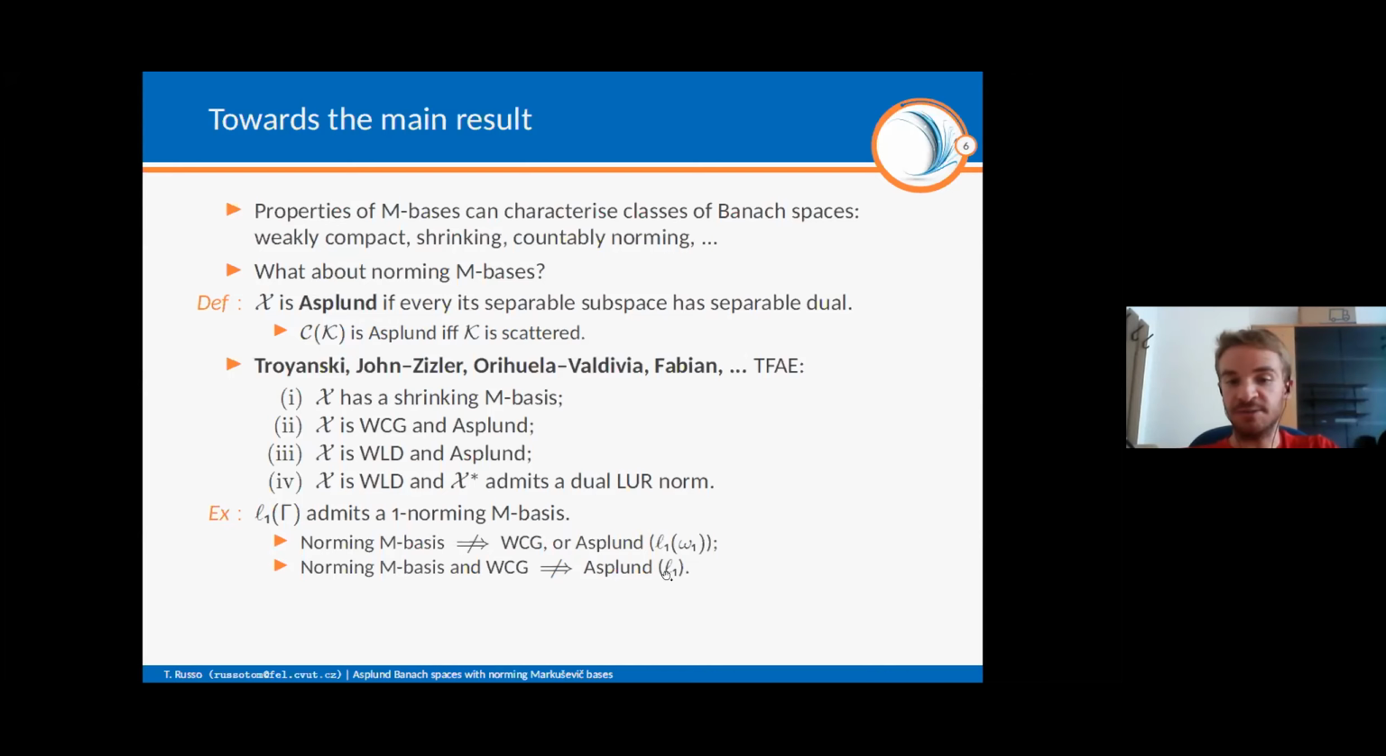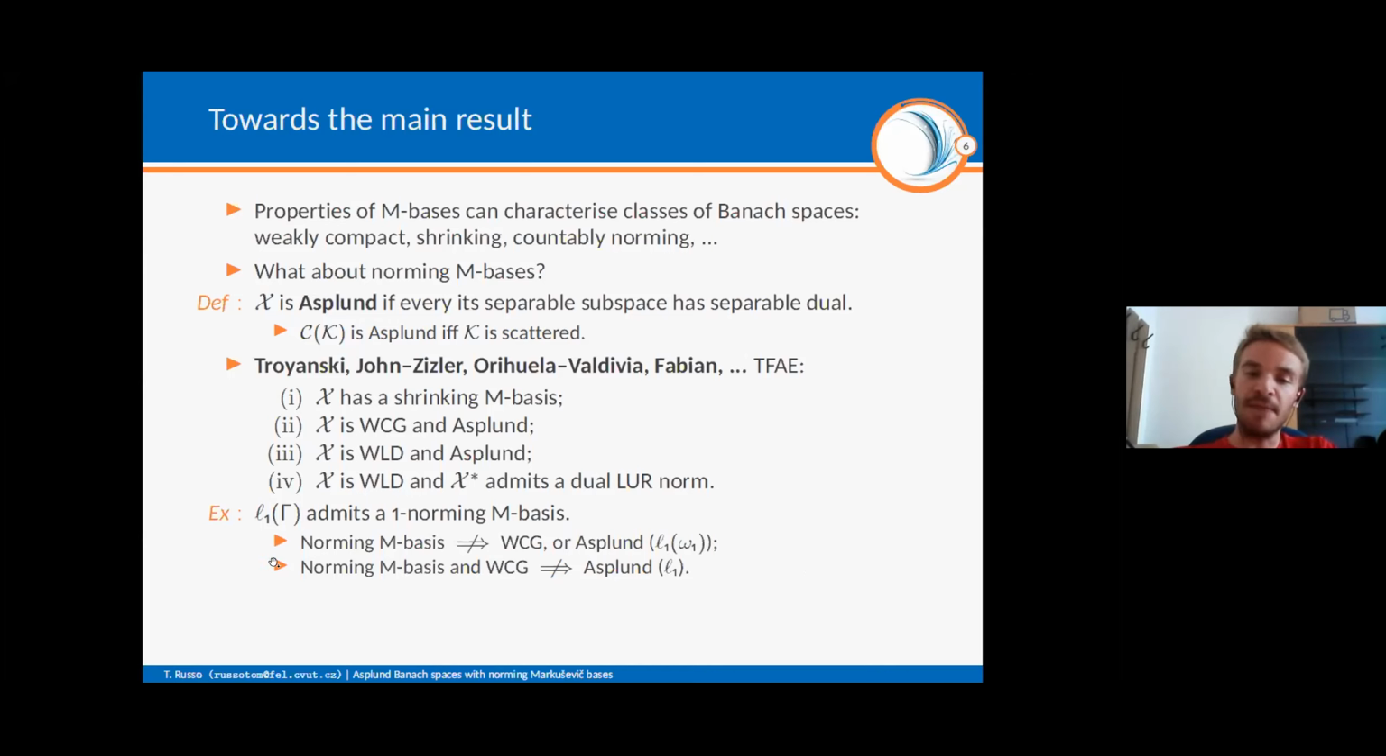And likewise, the space ℓ1 shows that even if you assume one of the conditions, you're not going to get the other one. So if you have a norming basis on a WCG space, you are never going to get Asplundness in general, right? Well, every separable Banach space with non-separable dual, in reality, not just ℓ1.